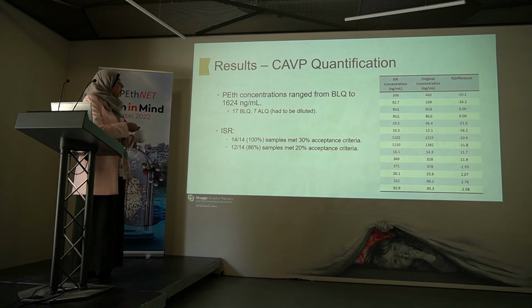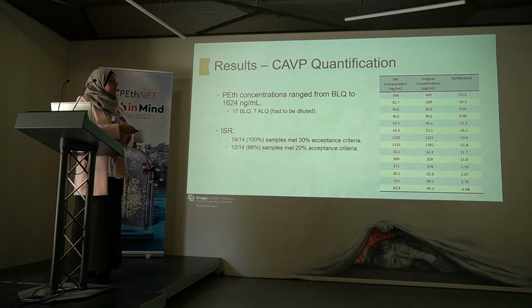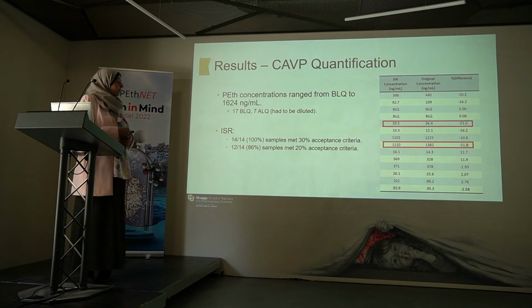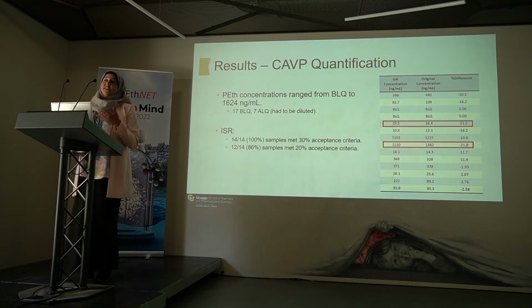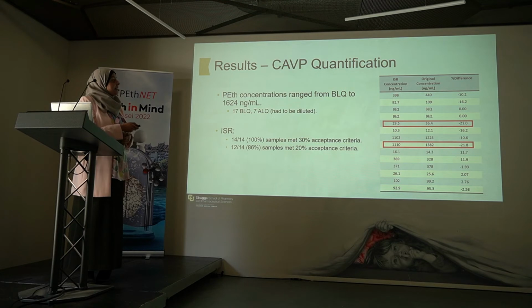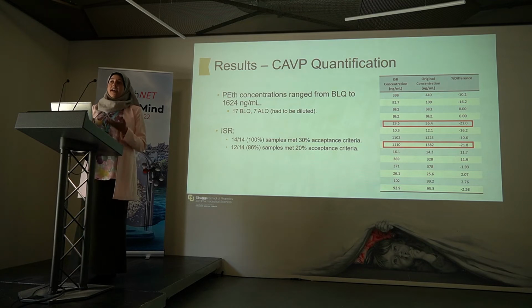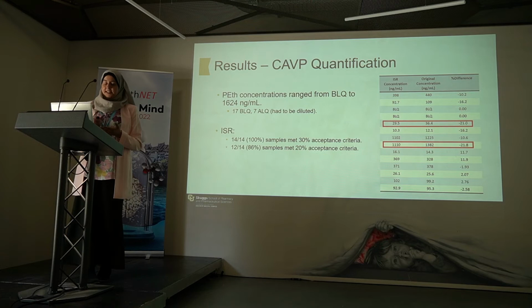And looking at our incurred sample reanalysis data, you can see that for these 14 samples, when we compare the repeated to the original concentrations and then look at those percent differences, 100% of our samples meet that 30% acceptance criterion. If we want to assess this using the 20% instead, we have 2 samples that just fail that, but that still gives us an 86% pass rate, which is above the 67% needed. So our ISR was successful, and we were confident in the data that we had produced.